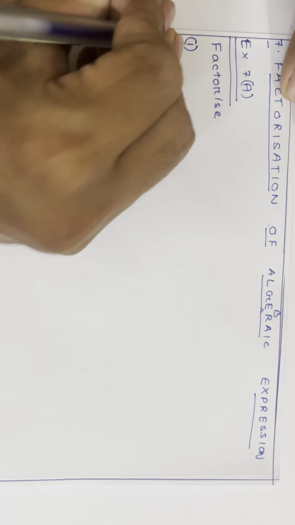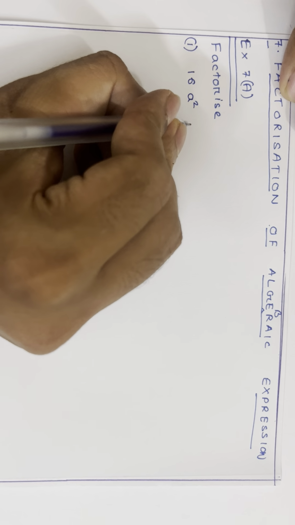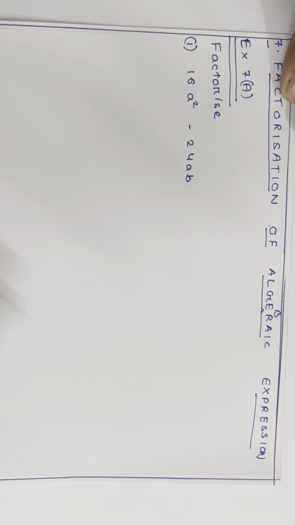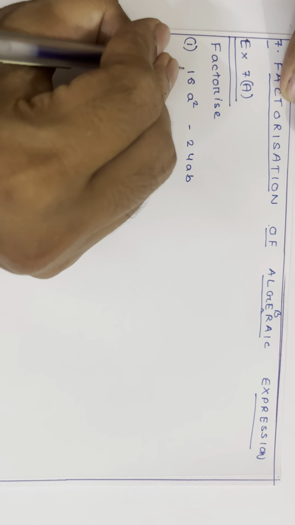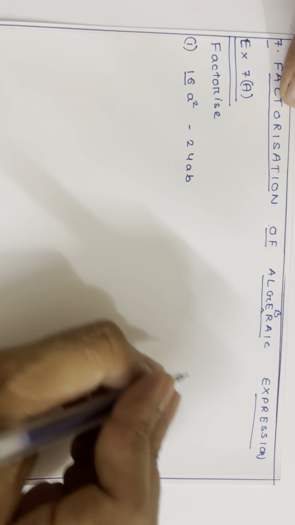we have to factorize 16a square minus 24ab. So how will we factorize this? Okay, so now think. What you need to do in questions like this is, first of all, you need to prime factorize the numbers. The number here is 16.